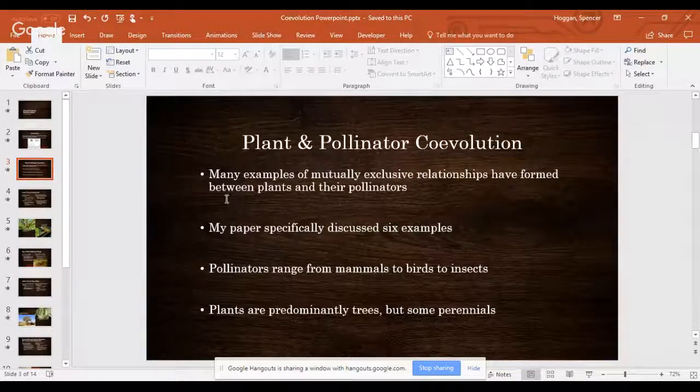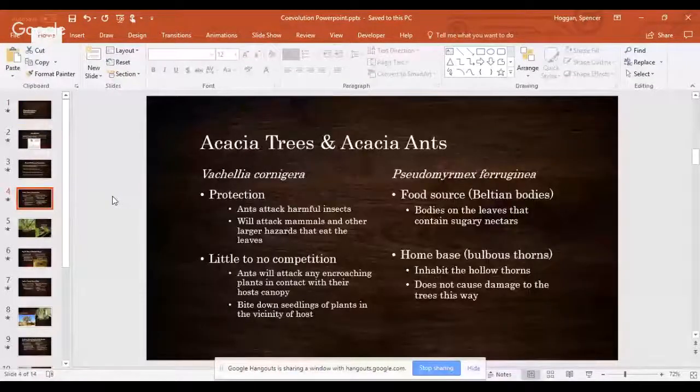Just some general statements about my paper. When I think of pollinators, I think of insects, but I have an example of a mammal and a bird to throw in there. My plants are going to be predominantly trees, but there are going to be some perennials, tropical flowers and such. The first one is acacia trees and acacia ants. The way I organize this is that the tree or plant will be on the left and the animal on the right, and I'm going to list what the organism is receiving in this relationship underneath them.